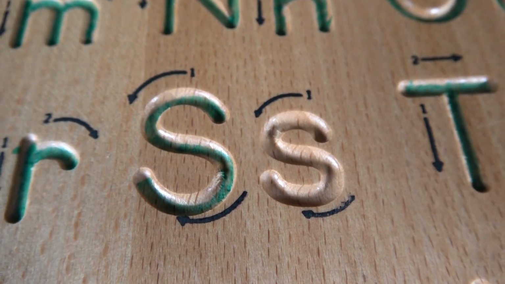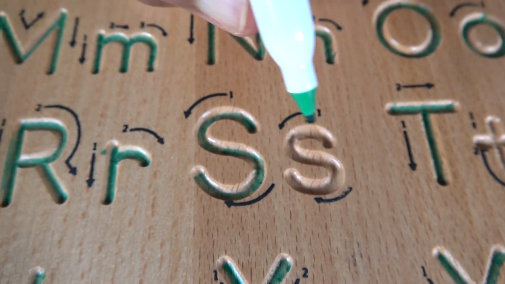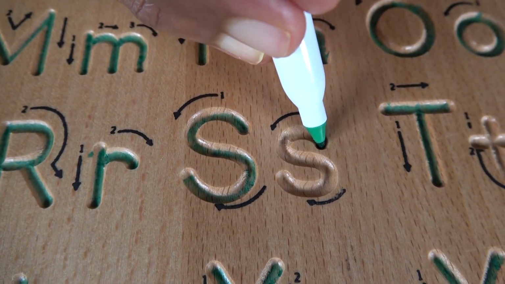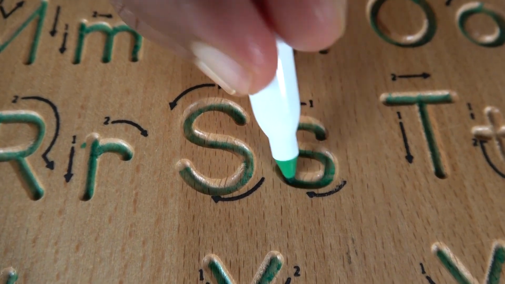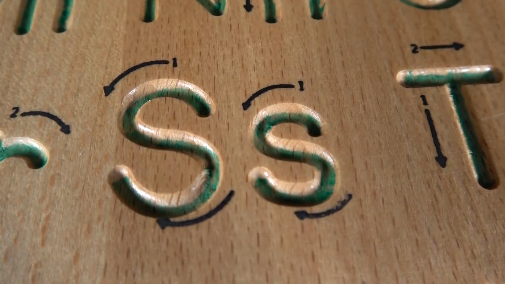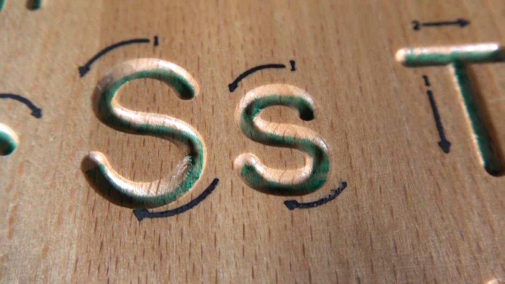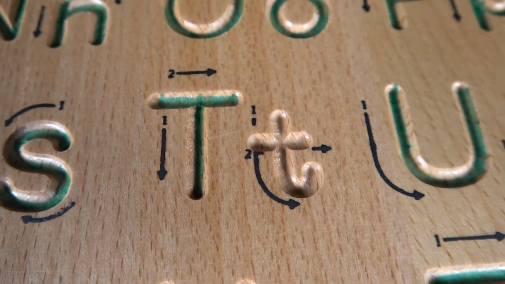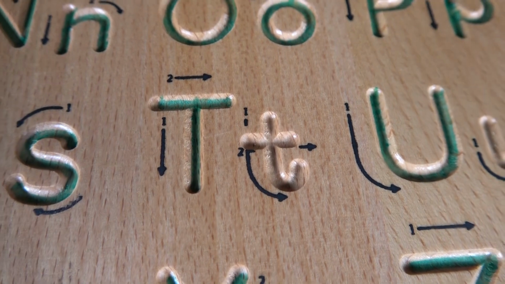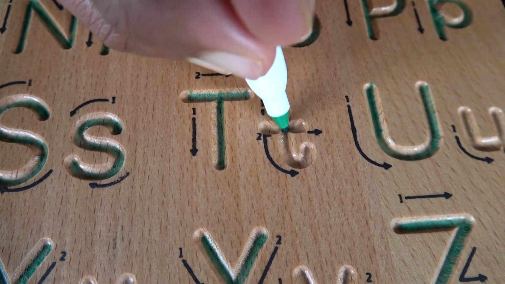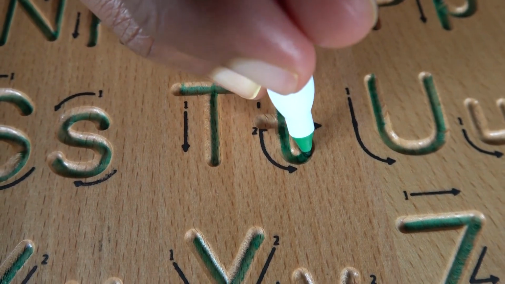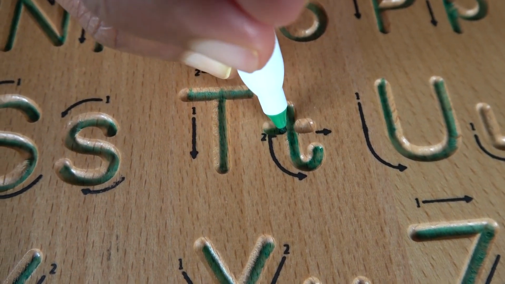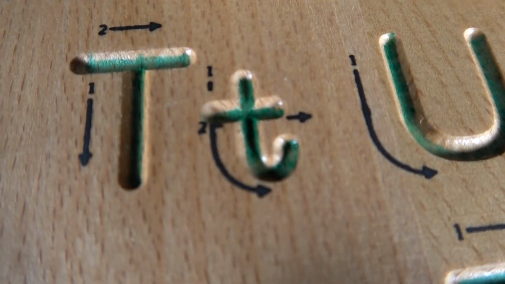Now it's time to write lowercase s. All we need to do is go in a straight line. We'll start from here, curve like this, and make another curve here. That is lowercase s. Now it's time to write lowercase t. We'll start right here and make this curve here. Then we'll go like this. That is lowercase letter t.